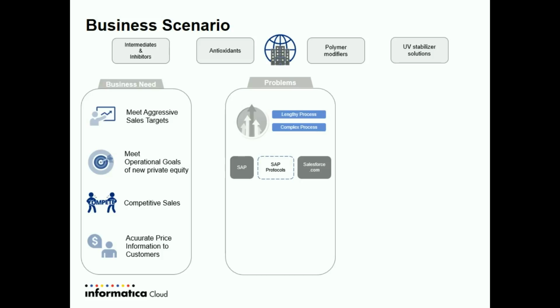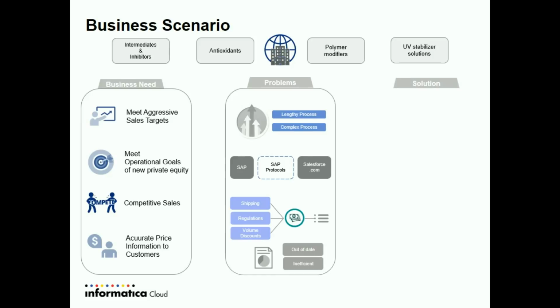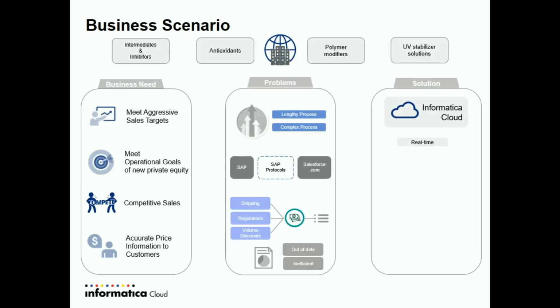The impact of data from critical factors such as shipping, regulations, and volume discounts on pricing had to be cross-tabulated. There were static reports that were often out of date, with an inefficient cross-functional workflow. The company deployed Informatica Cloud for real-time extraction of SAP information to a Salesforce.com dashboard, which was accessible on desktop as well as mobile devices.